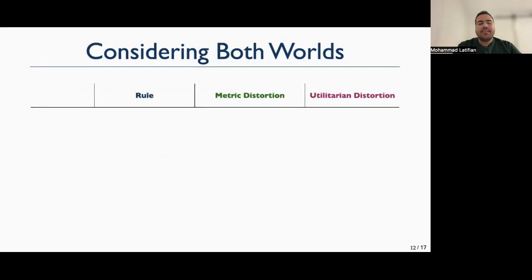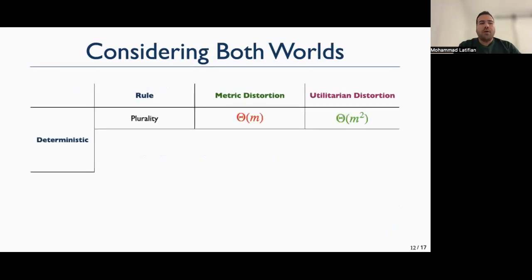Over the past 16, 17 years, there have been several works considering the distortion of different voting rules and aiming to design voting rules with optimal distortion. However, as you can see, voting rules designed for one world have awful distortion in the other. Among the deterministic rules, we have plurality, which selects the candidate who has the maximum number of top votes. It has theta of m squared utilitarian distortion, but in the metric world, it has theta of m distortion, which is way far from being optimal.